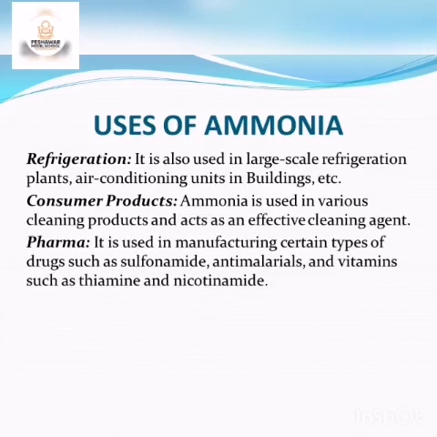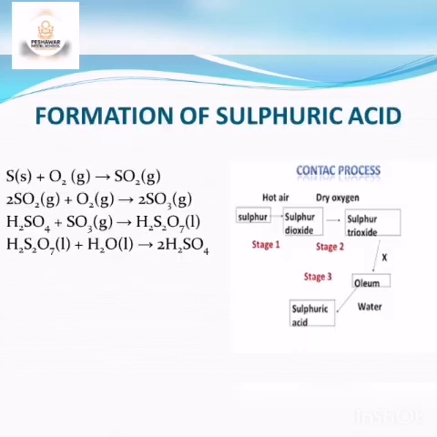It can also be used in different pharmaceuticals, like in certain types of drugs such as sulfonamides, anti-malarial drugs, and different vitamins such as thiamine and nicotinamide. On the basis of this, we can say that ammonia is very important in our daily life. The last process is the formation of sulfuric acid, or we also use the term contact process.